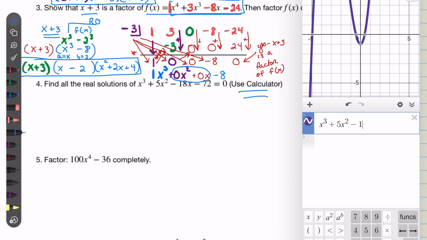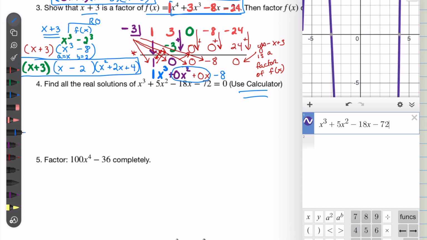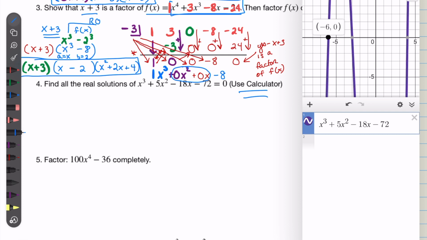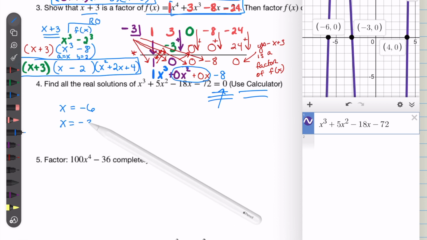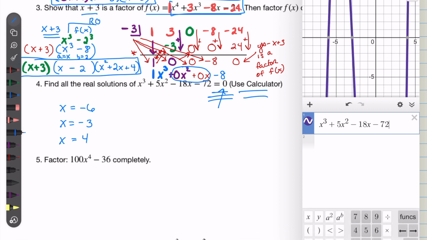There we are. 18x minus 72. There's my solutions. It looks like -6, -3, and 4 are what make it equal 0 here. That's what they asked. And so on my graph, that just means find the x-intercepts. x could be -6, or x is either -3, or x is 4. And, you know, you could test these things.